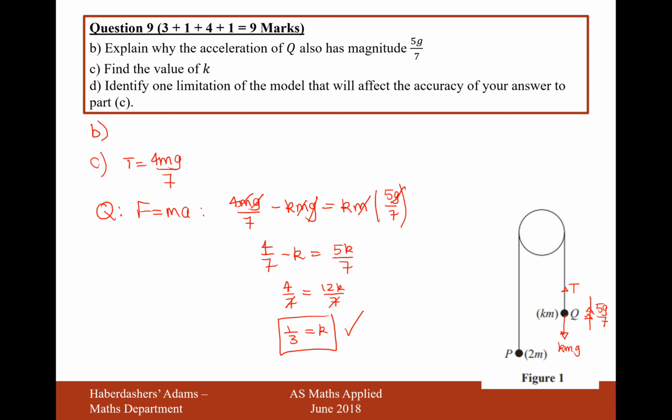Moving on to part D, identify one limitation of the model that would affect the accuracy of your answer to part C. Well, friction on the pulley system, maybe. Maybe there's some mass in the string, or the mass of the pulley system. It's just a 1 marker for part D, so maybe you might want to mention there might be friction on the pulley system, or the mass of the string that we have to take into account. Or maybe the mass of the pulley system, or anything else that may affect the question here. Maybe there might be air resistance that the particles are facing.